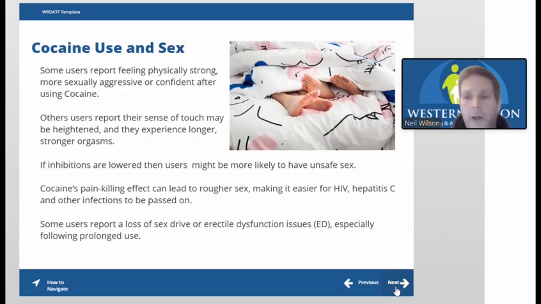Another connected issue is when cocaine is used during sexual activity. This certainly is a concern around whether consent is appropriately given, because people can often feel far more sexually excited or even aggressive with the use of cocaine. Inhibitions are often lowered for some people, and this means that it's more likely to lead to unsafe sexual practices, rougher sex, for example, or not using contraceptives, which means that the transmission of infections such as HIV or hepatitis C is more likely to take place.